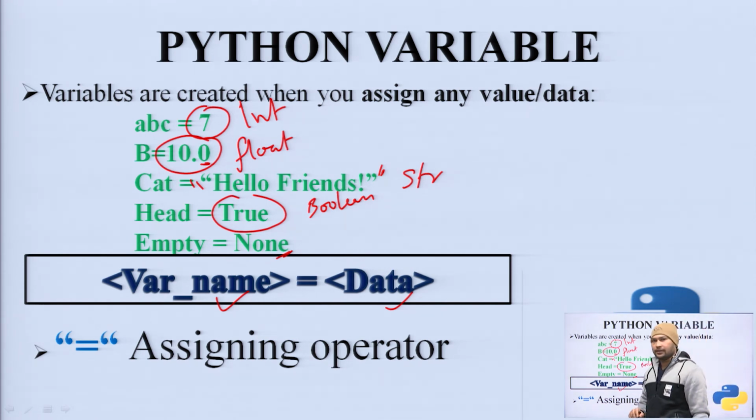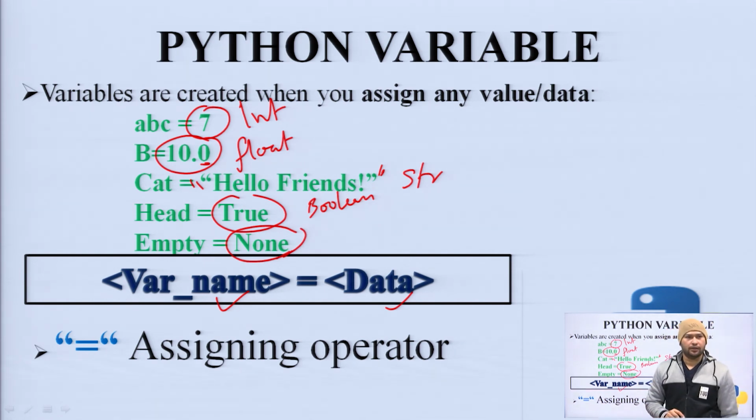This None is a reserved keyword, and this is the last statement which must be added to the rules of the variables, that the reserved keywords cannot be used while naming a variable. So, some of the reserved keywords are None, True, False. So, you cannot use these as variable names while defining a variable.